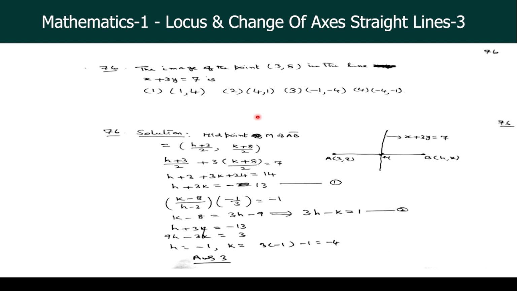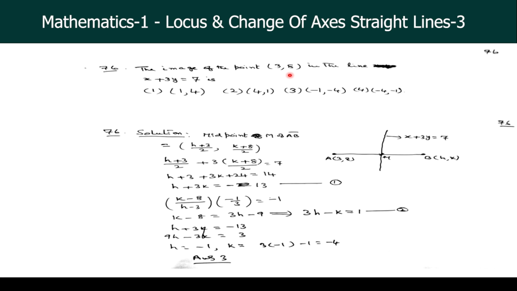Right. Next one: the image of the point (3, 8) in the line x plus 3y is equal to 7 is: 1) (1, 4), 2) (4, 1), 3) (minus 1, minus 4), 4) (minus 1, 4). You can directly use the image formula. Here the line is L equal to x plus 3y minus 7 equal to 0, and the point P is (3, 8).